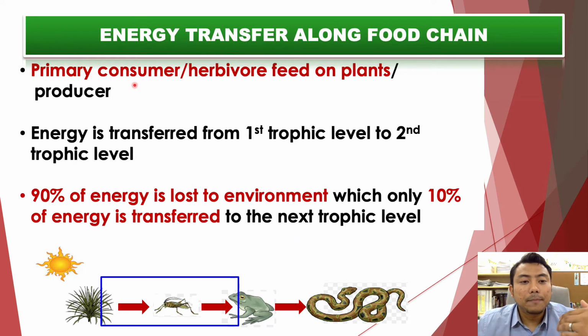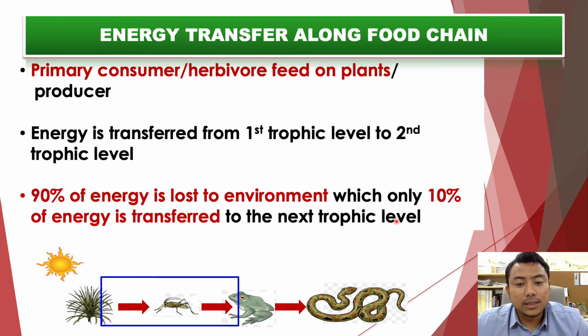So, primary consumer or herbivore feeds on plants, i.e. the producer. So, energy is transferred from first trophic level to second trophic level. First trophic level ni is the plant. Second trophic level ni is the animal ni. Ni adalah first trophic level, so this is the second trophic level. So, 90% of the energy is lost to the environment, by which only 10% of energy is transferred to the next trophic level.